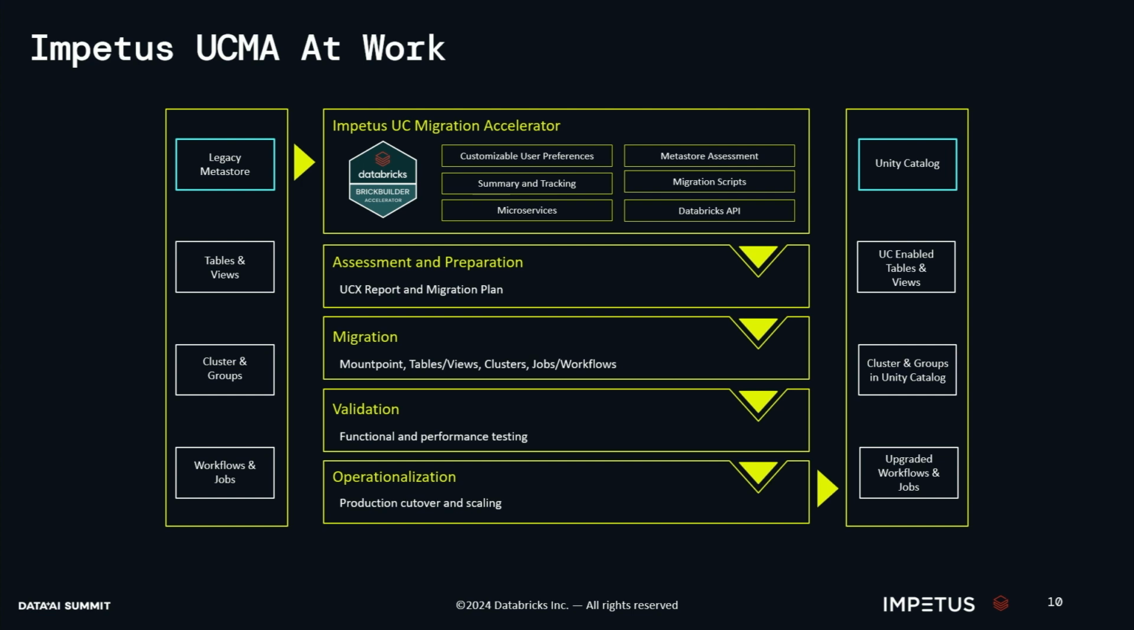Finally, the operationalization. Now that you have your other workspace, which is Unity Catalog enabled, ready, when do you do the cutover and how do we do the cutover? And that's what the module with regards to operationalization handles. So this is a simple high-level view. Now, what is happening under the hood is what I'm going to talk about in the next slide. So let's look at that, right?